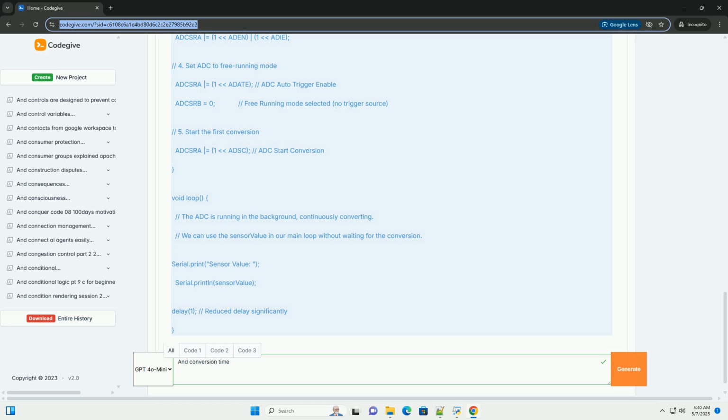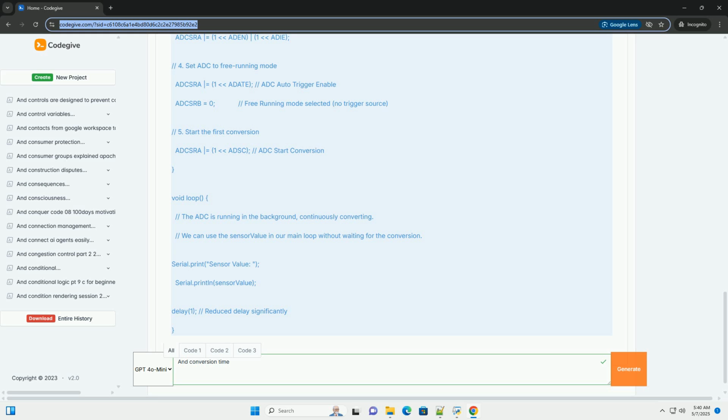Explanation of the optimized code. 1. volatile int sensorValue: the sensorValue variable is declared as volatile because it's accessed both within the main loop and within the ADC interrupt service routine, ISR. This prevents the compiler from optimizing access to this variable in ways that might lead to incorrect values. 2. ISR(ADC_vect): this is the ADC interrupt service routine. It's automatically executed whenever the ADC completes a conversion. Inside the ISR, sensorValue = ADC; the ADC result, stored in the ADC register, which is a 16-bit representation of ADCL and ADCH, is read and stored in the sensorValue variable.